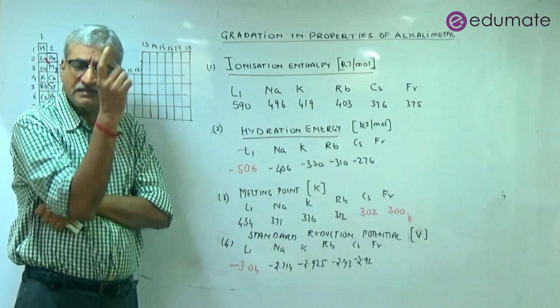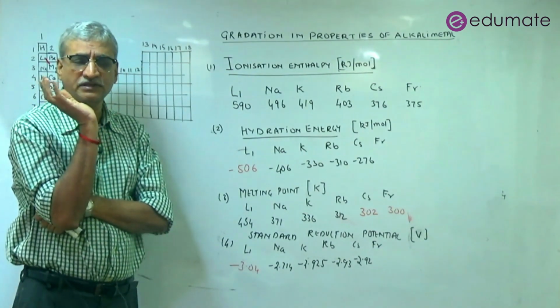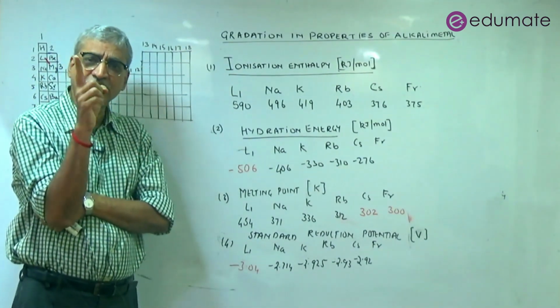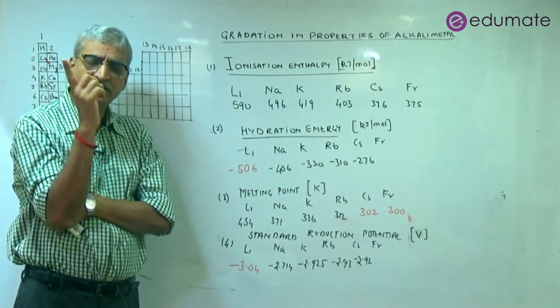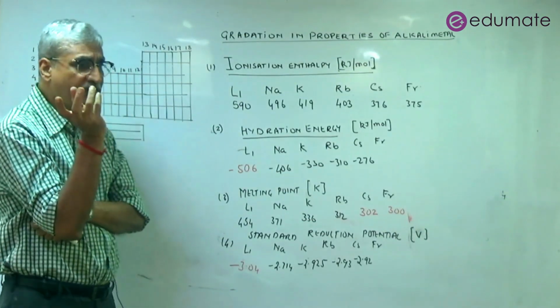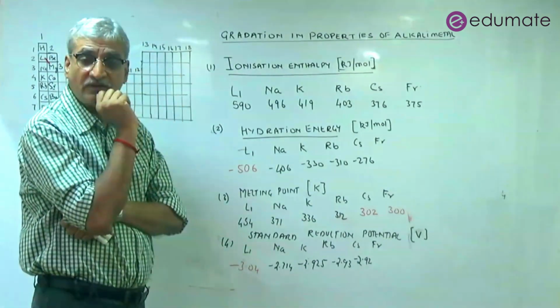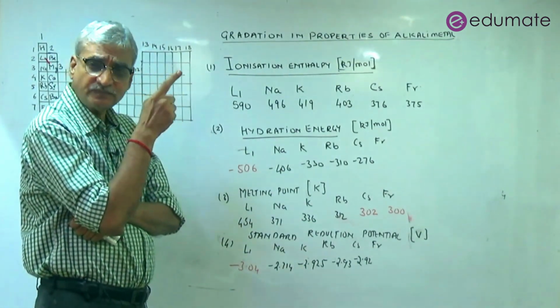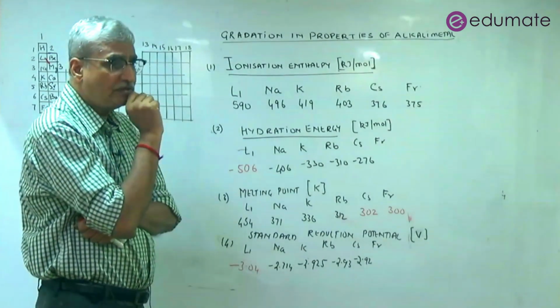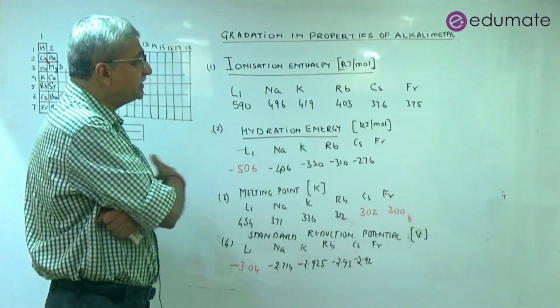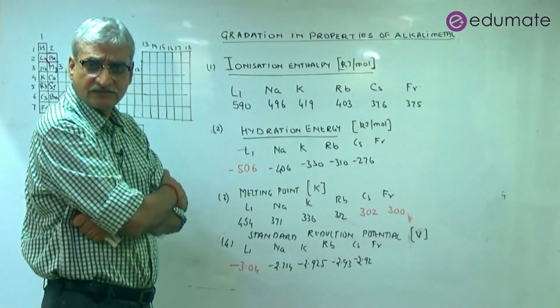All alkali metals have only one electron in the outermost shell. So all of them show a valency of what? They can either give one electron or share one electron in case it's a covalent compound. Is that clear? So that was an example of similarity in property. But now we are talking about gradation in property of alkali metals.